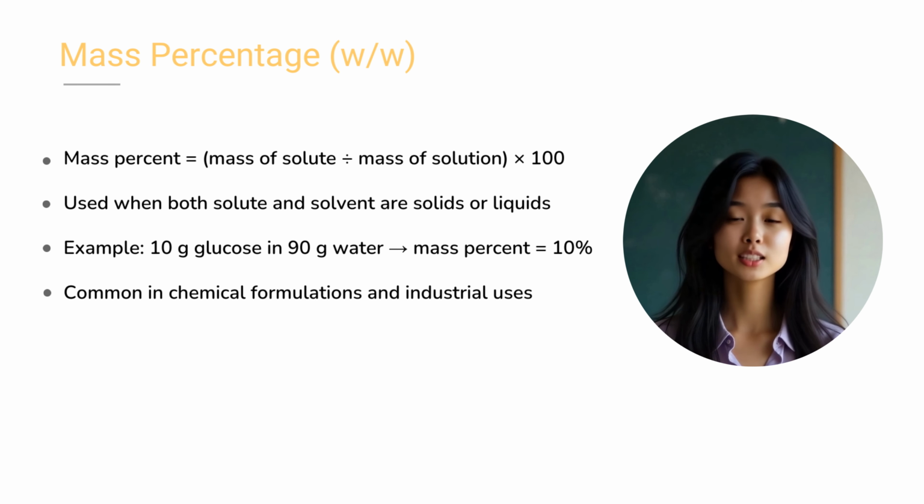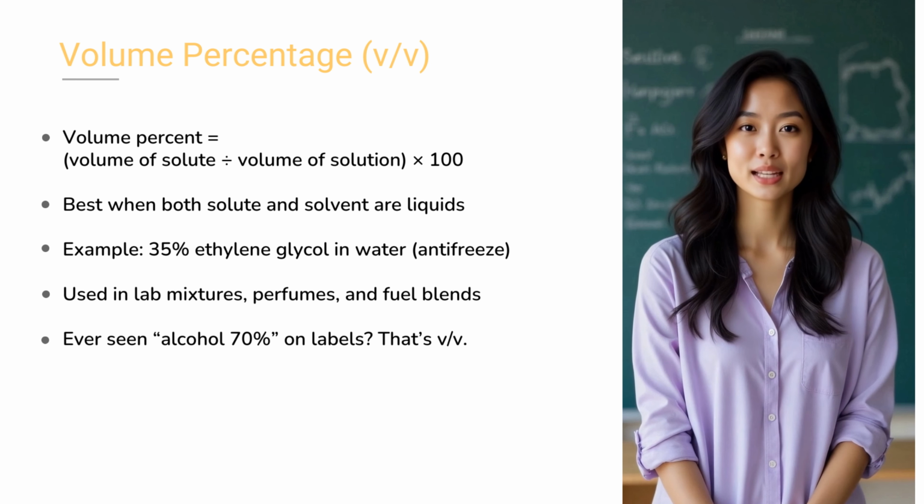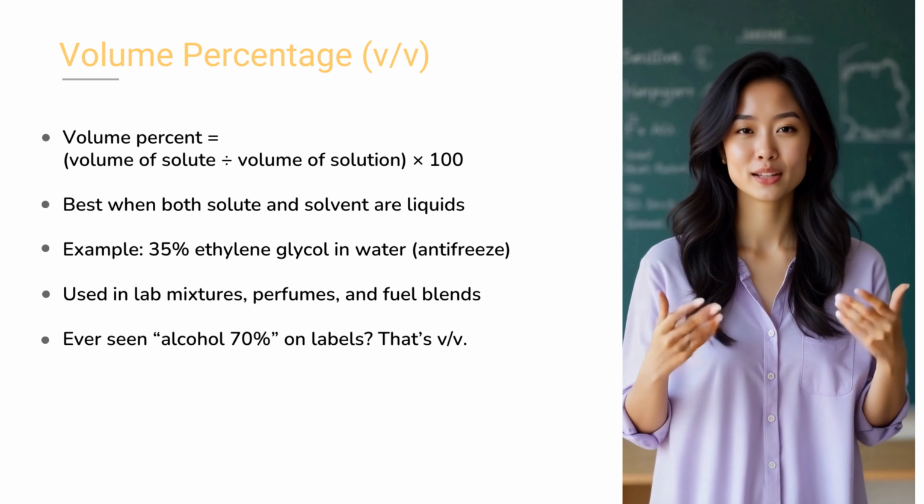The mass percentage is the mass of solute in 100 grams of solution. It's widely used in chemical industries. The formula is mass percent equals mass of solute divided by total mass of solution, multiplied by 100. Example: if 10 grams of glucose is dissolved in 90 grams of water, the total mass of the solution is 10 plus 90 equals 100 grams. So the mass percent of glucose equals 10 divided by 100, multiplied by 100, and that is 10%. This method is commonly used when both solute and solvent are liquids.